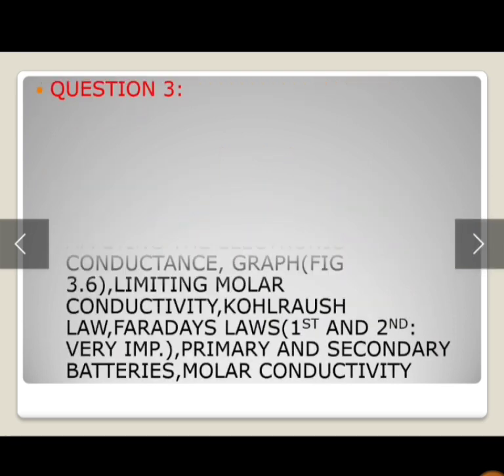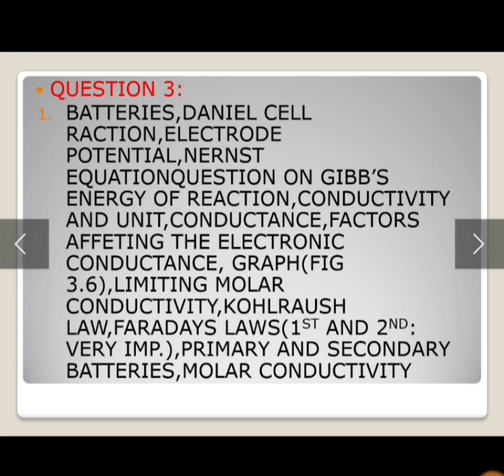Question number 3 will be generally asked from the electrochemistry chapter. Definition of batteries, secondary cell, primary cell, Daniel cell reaction, electrode potential. They will be asking which is the strongest reducing agent by giving 2, or they will be giving reduction potential. Then comes Nernst equation. You need to remember the Nernst equation. Even this would be asked in 5 marks set with a numerical.